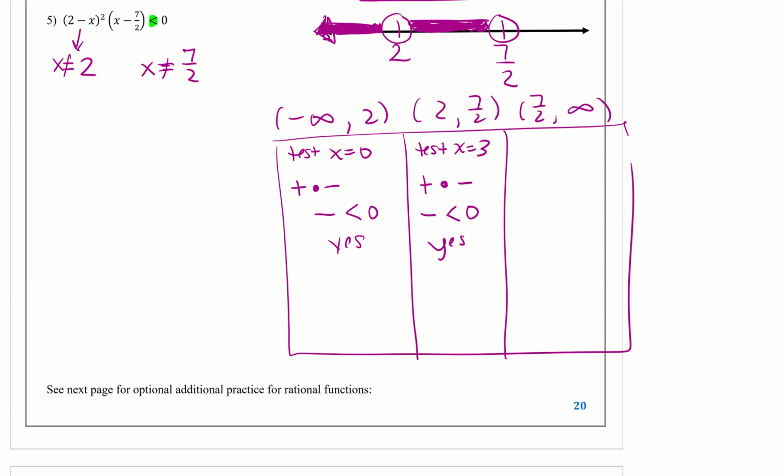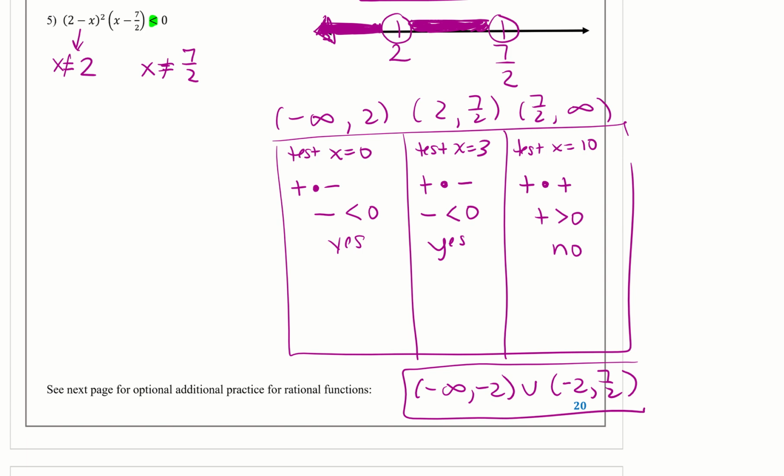Okay, and then if I pick something larger than 7/2, maybe I'll pick x equals 10, whatever. I'd get a positive that is squared, that stays positive, times another positive. Positives are bigger than 0, so I do not want that region. So this is my graph. And then my interval that I want would be from negative infinity to 2, union with the next interval from 2 to 7/2. This is how you write it to show that you've skipped over that 2.